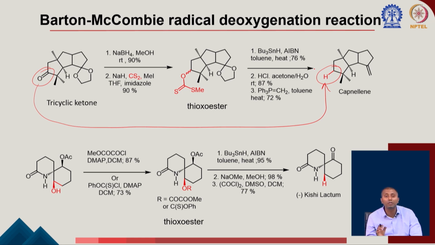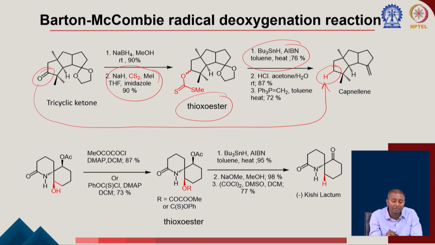But we can also take another approach. We can convert the carbonyl to the corresponding alcohol first, and then make the thioxoester under the Barton-McCombie condition, and then use tributyltin hydride and AIBN. That is going to do the job of converting this C-O to the corresponding C-H. And you have another C-O group in protected form, so you can open that up with HCl, and then use the Wittig condition to introduce the olefin here.